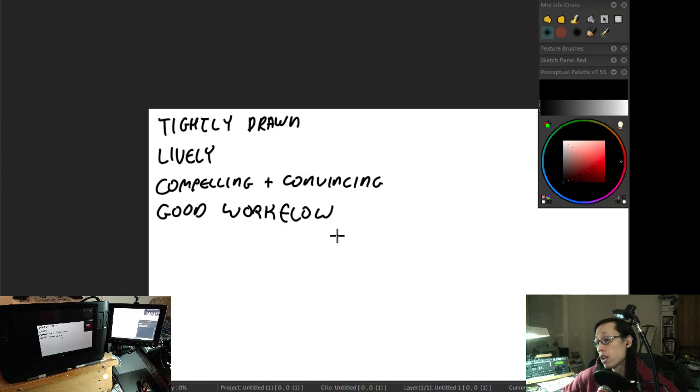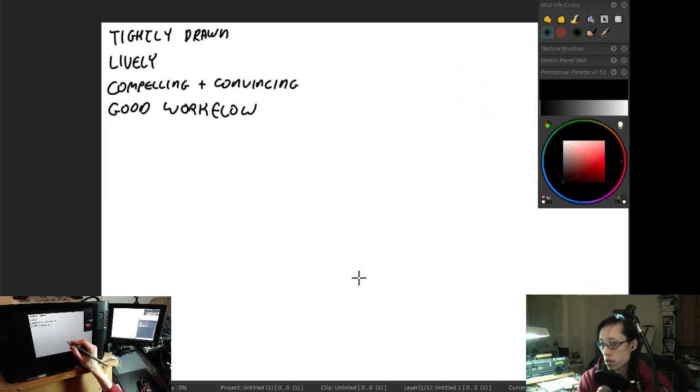some of these things are actually conflicting, like tightly drawn and yet lively. Anytime you want to tightly draw anything, you want to draw something that's very, very accurate. Yeah, you're going to lose the flow. It's very hard to get the two to work together. And so this is why it's really important to draw multiple iterations.